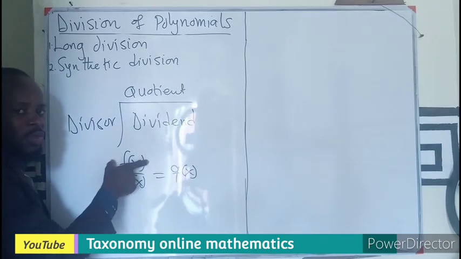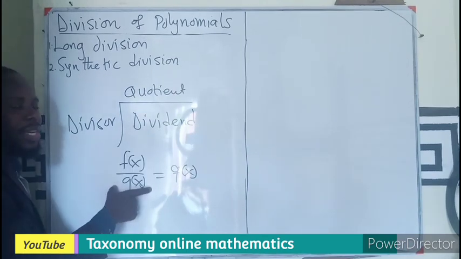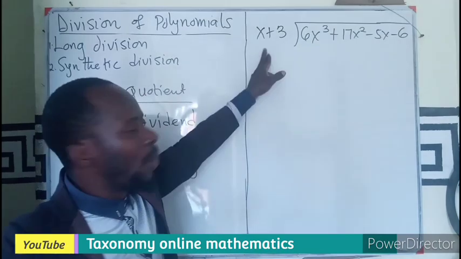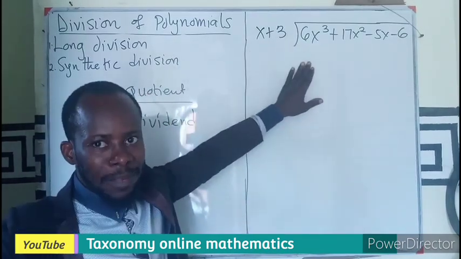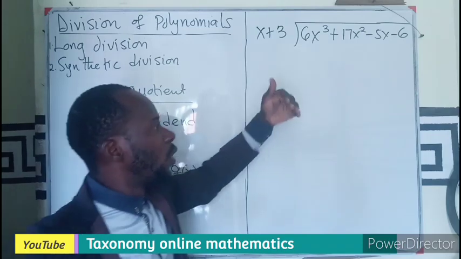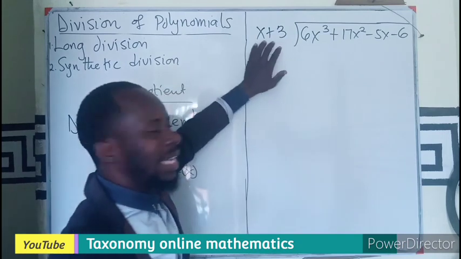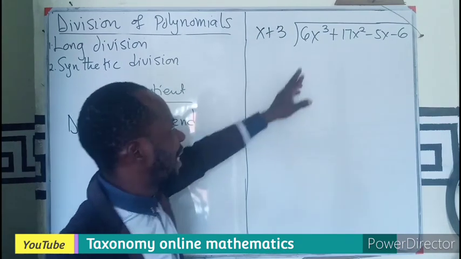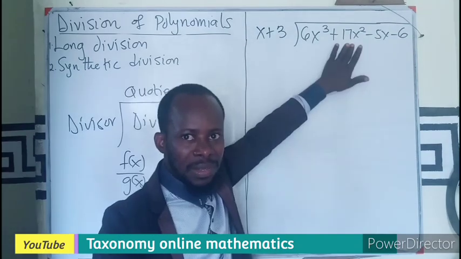The numerator as we have here is our what? Dividend. Then the divisor is our what? Denominator. In case I want to divide this particular polynomial by x plus 3, the question is going to be: divide this by this, or find out whether this particular function is a factor of this.